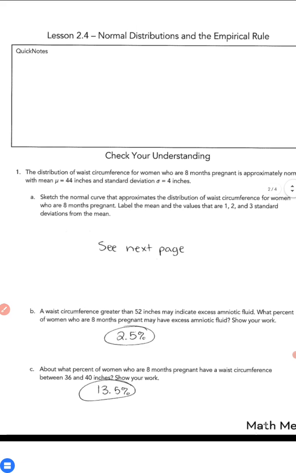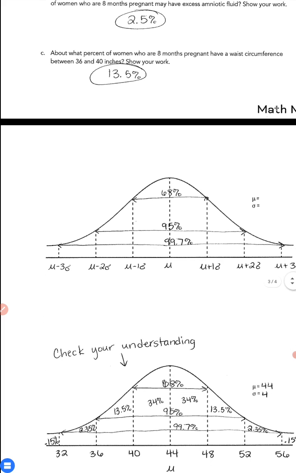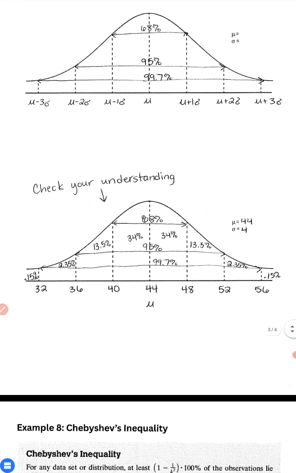I can draw myself a picture. Okay, and I'm actually going to go to the next page because I have myself a bell-shaped curve. So I'm going to put 44 dead center on this graph because that was the average waist circumference of women. Well, knowing that my standard deviation was 4, I'm going to go up 4 and down 4 to get my next two lines.